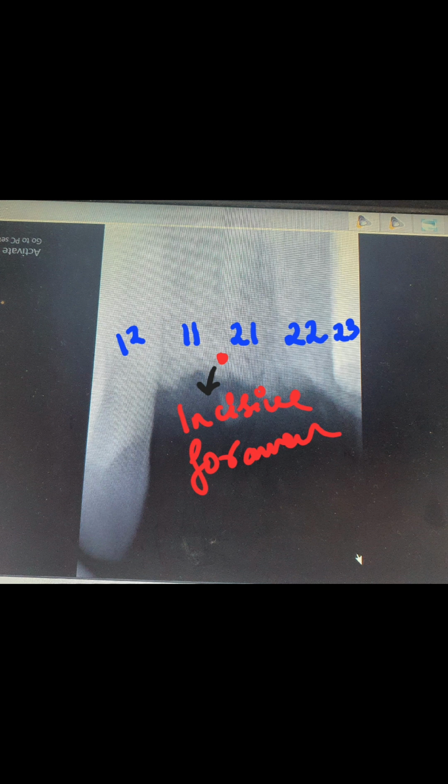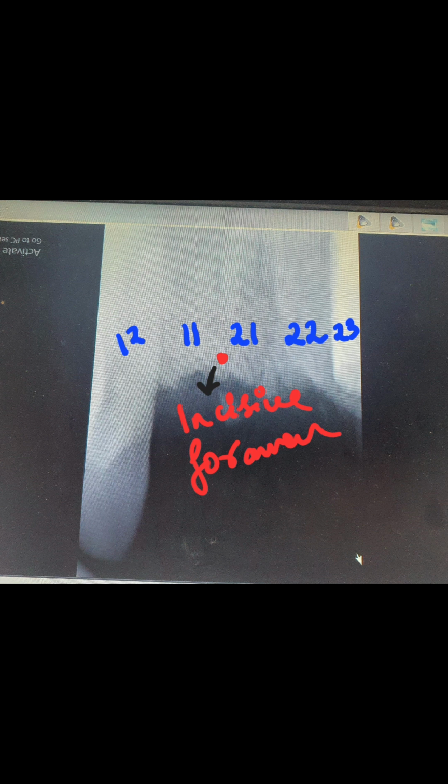I have decided to place the dental implant firstly at the 22 region, considering the surgical anatomy of the 11 region, because intraoperative bleeding chances are there from the incisive foramen region, especially when you are a new implantologist. So you need to be careful of that.